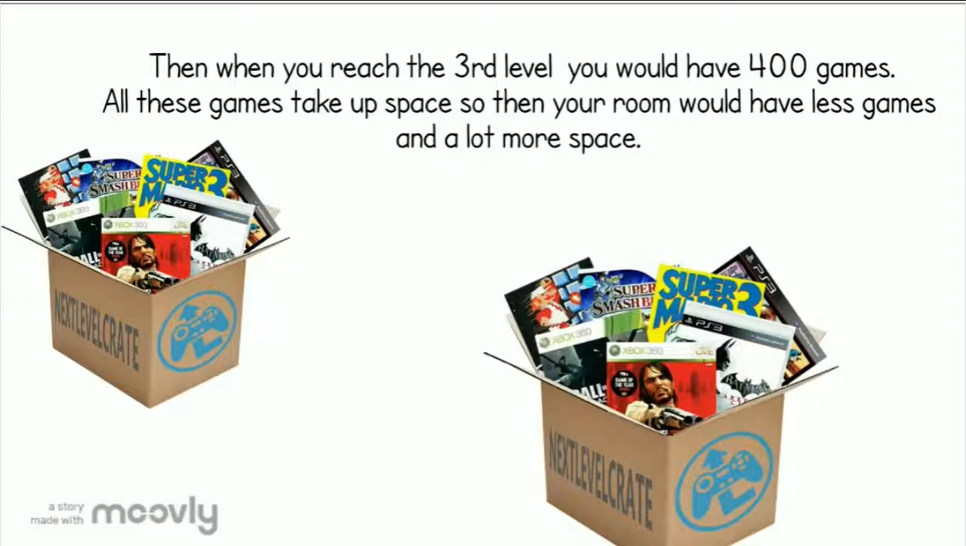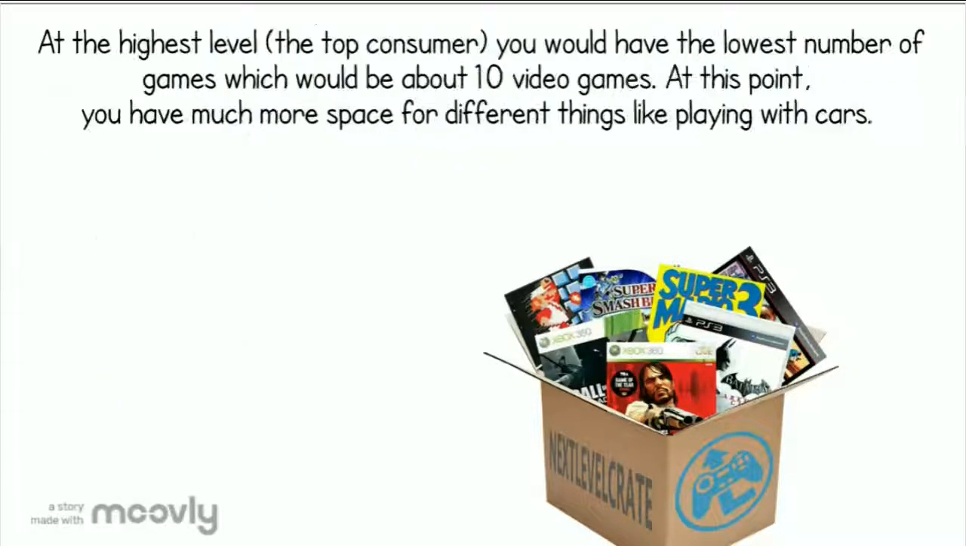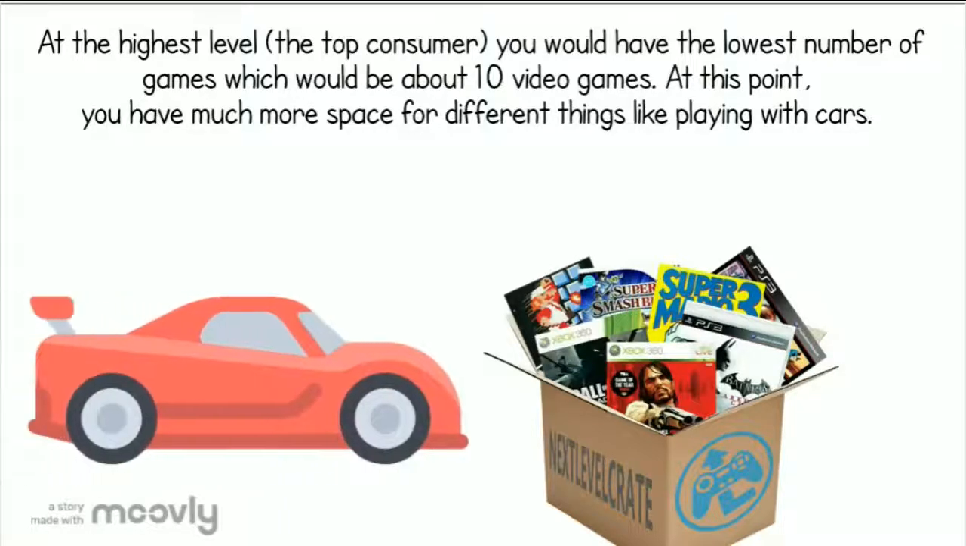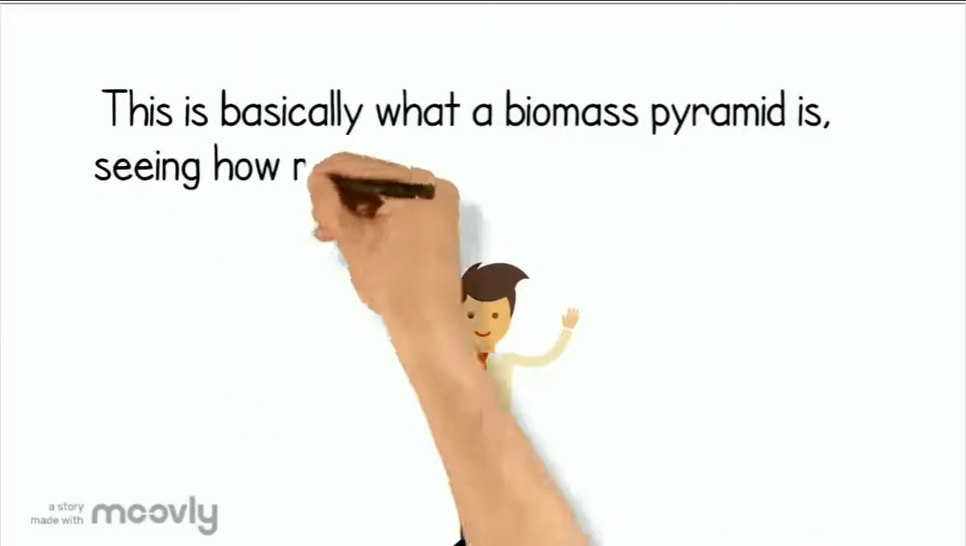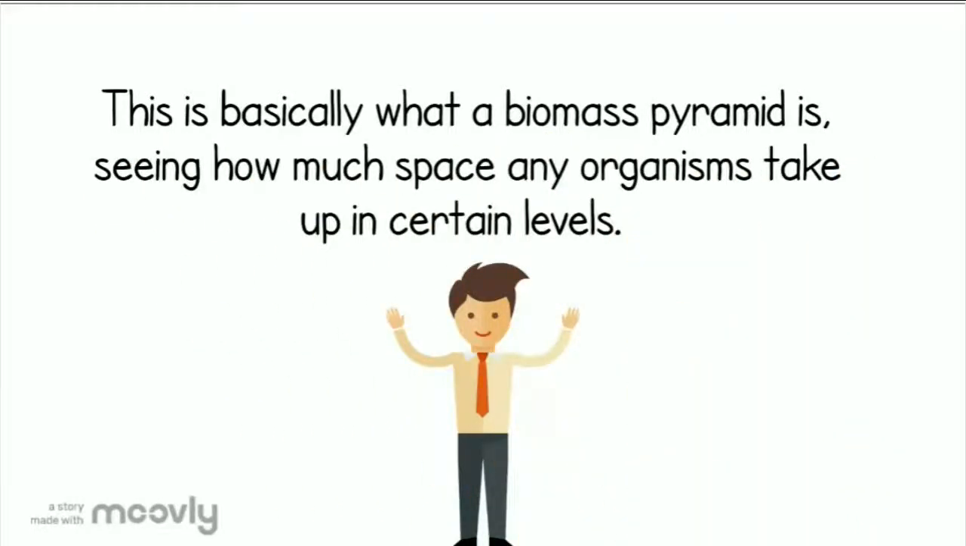All these games take up space, so then your room would have fewer games and a lot more space. At the highest level, the top consumer, you would have the lowest number of games, which would be about 10 video games. At this point you have much more space for different things like playing with cars. This is basically what a biomass pyramid is, seeing how much space any organisms take up in certain levels.